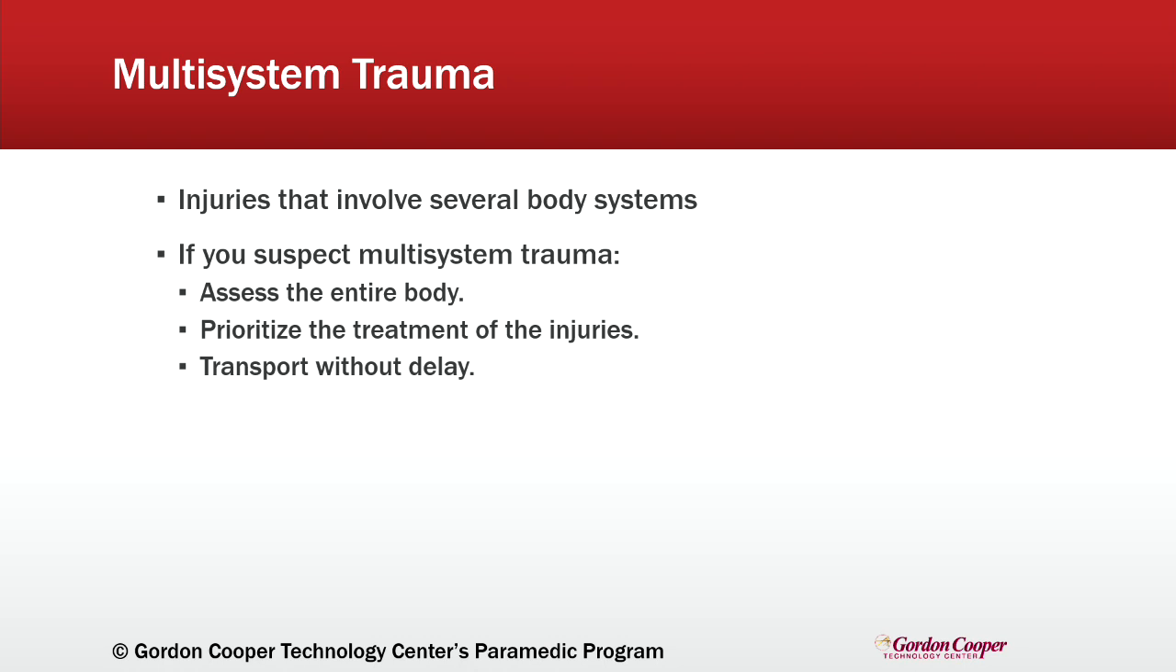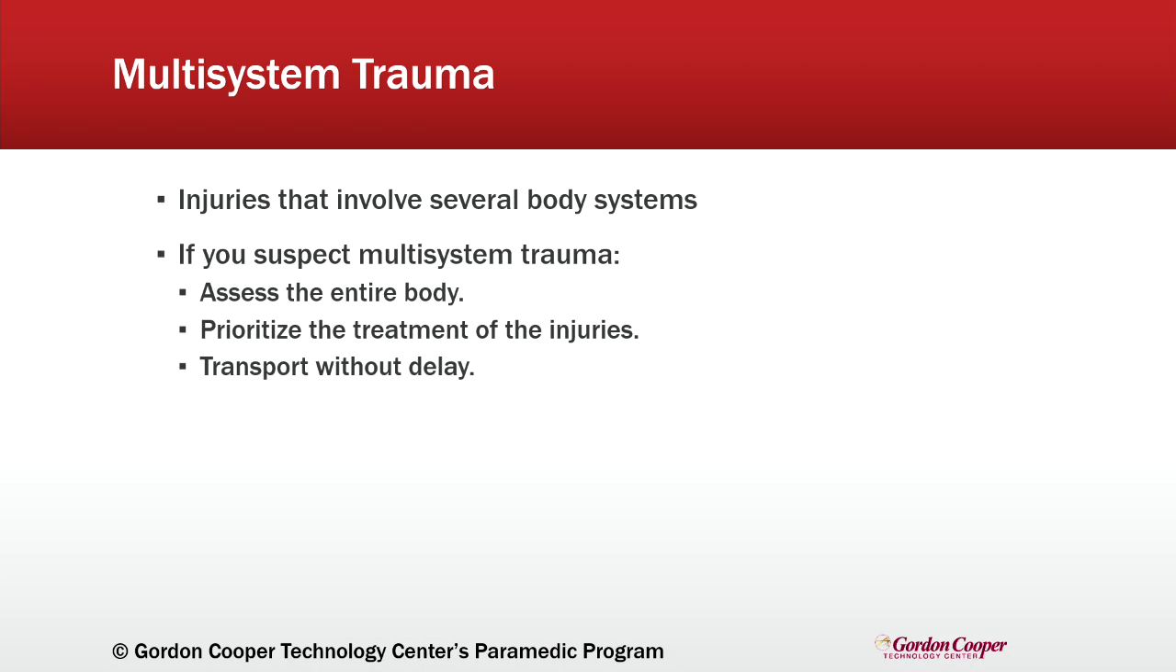Multi-system trauma refers to injuries that affect more than one body system. These usually result from events that impact the entire body. It is common for both blunt and penetrating injuries to occur in the same patient. So when multiple body systems are suspected, assess the patient's entire body carefully, because we might find different types of wounds on them. Be sure to prioritize your treatment based on the severity of injuries that you find, and transport the patient promptly to ensure timely care.